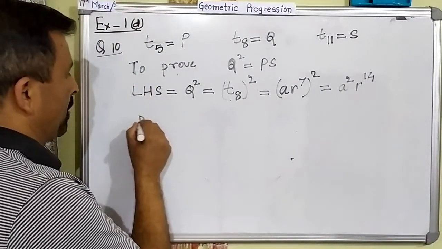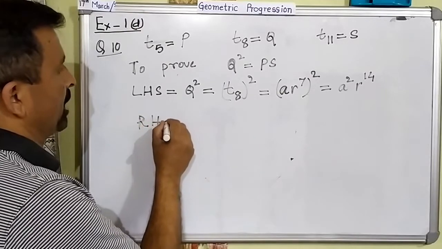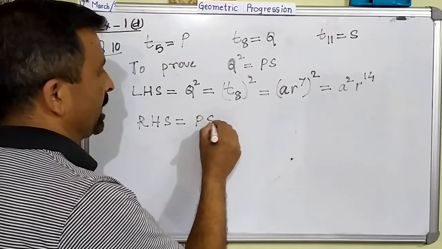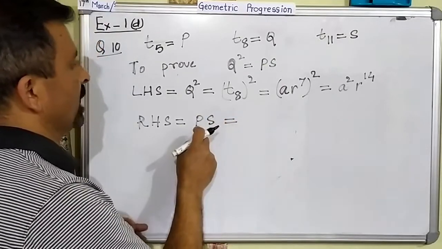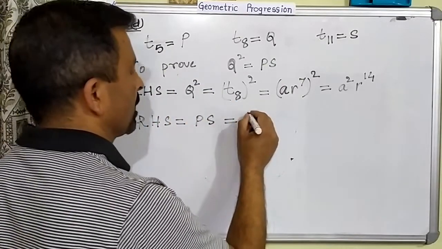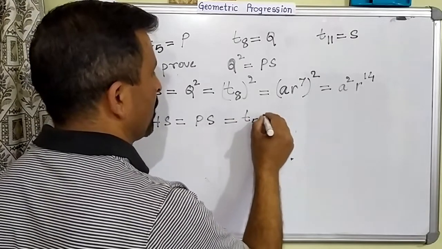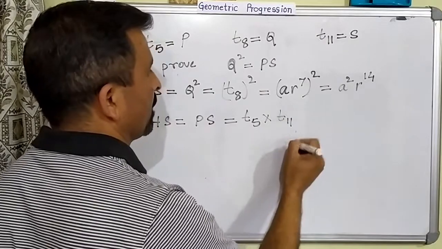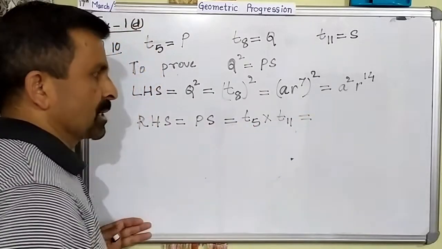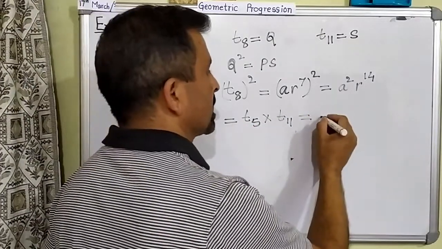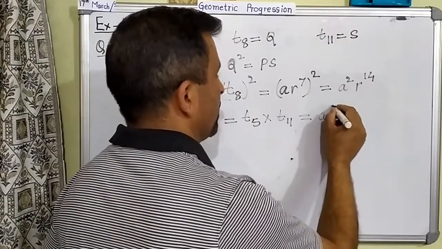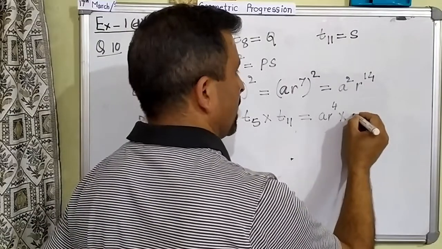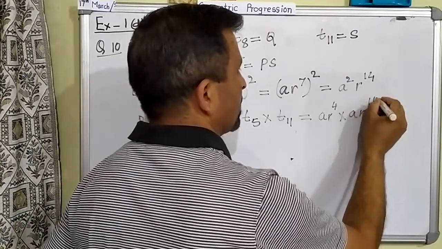RHS is PS, P into S. Whereas what is P? P is the fifth term. Write the fifth term. What is S? S is the 11th term. So write 11. Okay. Now write the fifth term using the formula. This will become AR to the power 4, and the 11th term we can write as AR to the power 10.